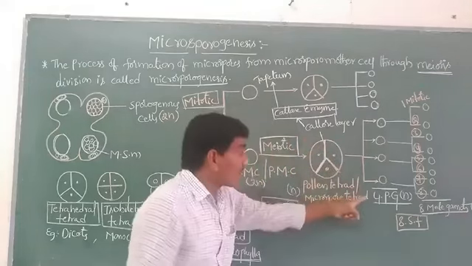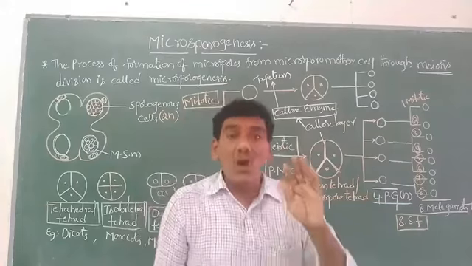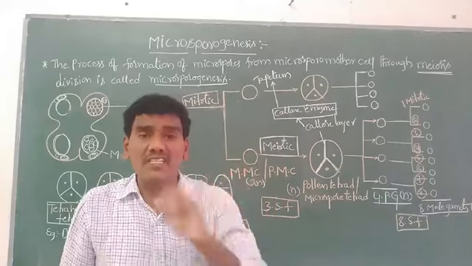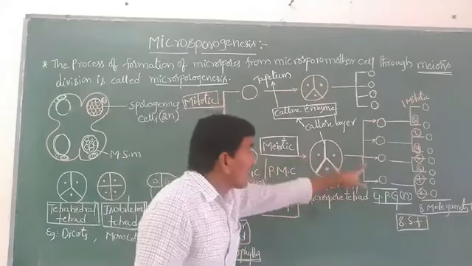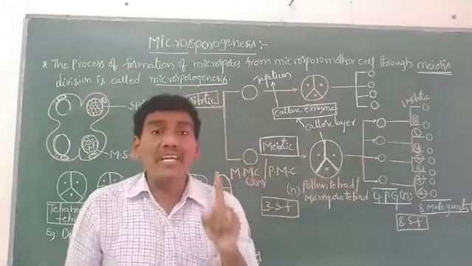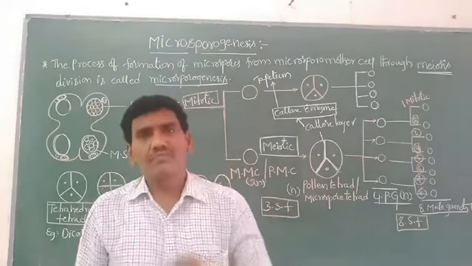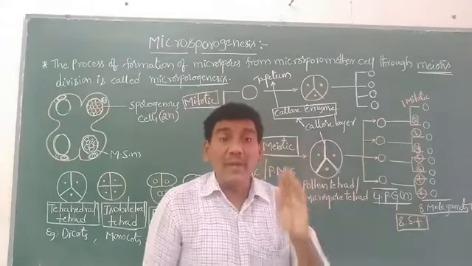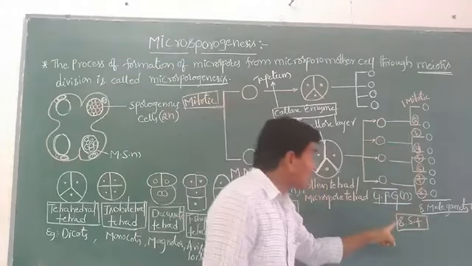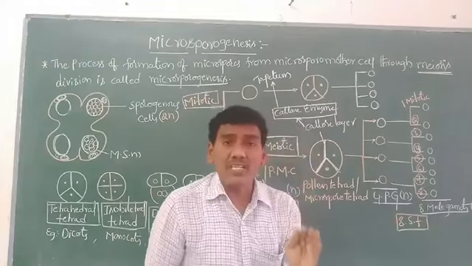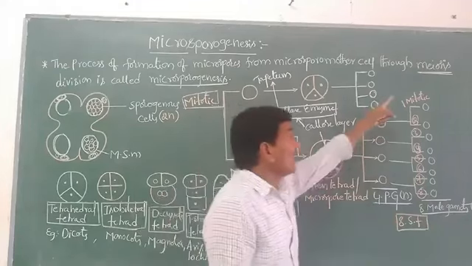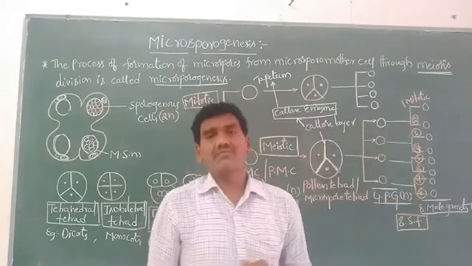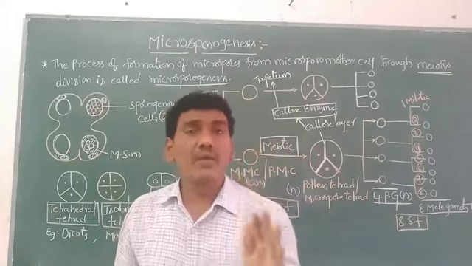For the formation of the four pollen grains, how many spindle fibers are involved? Three spindle fibers. For the formation of the four pollen grains, how many meiotic divisions are involved? One. For the formation of the eight male gametes, how many spindle fibers are involved? Eight spindle fibers. For the formation of the eight male gametes, how many mitotic divisions are involved? Eight mitotic divisions. This is a very important concept.